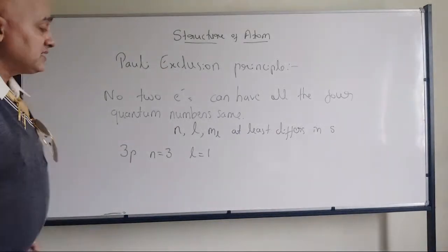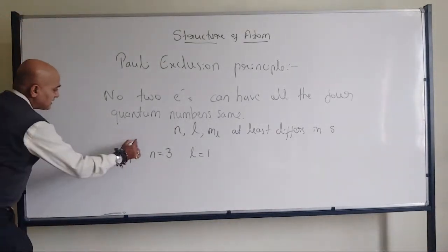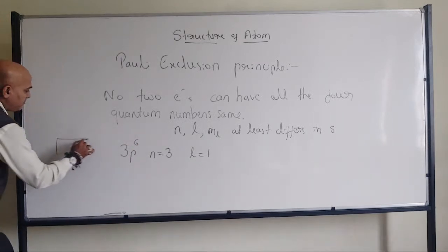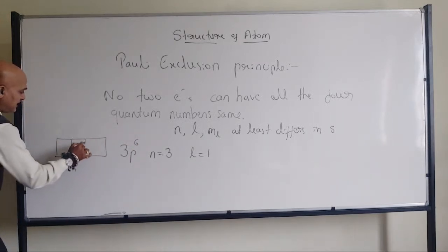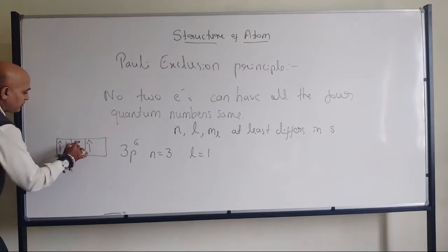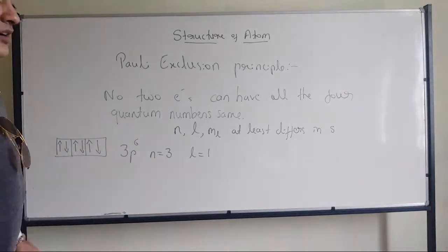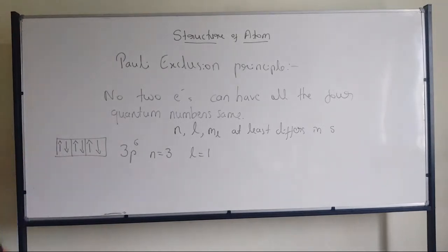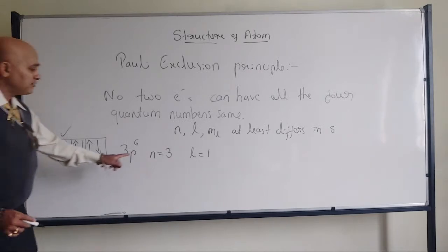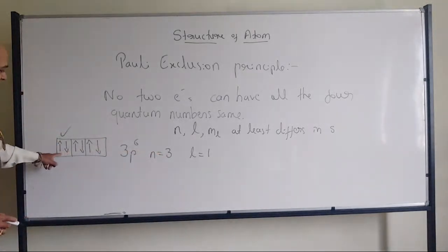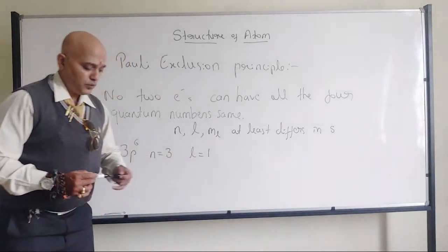So if I consider that there are a total of 6 electrons, 1, 2, 3, 4, 5, 6, we will go with any one of these pairs of electrons. First one only we will consider. So these 2 electrons have the n value equal to 3, and these 2 electrons have the L value equal to 1.